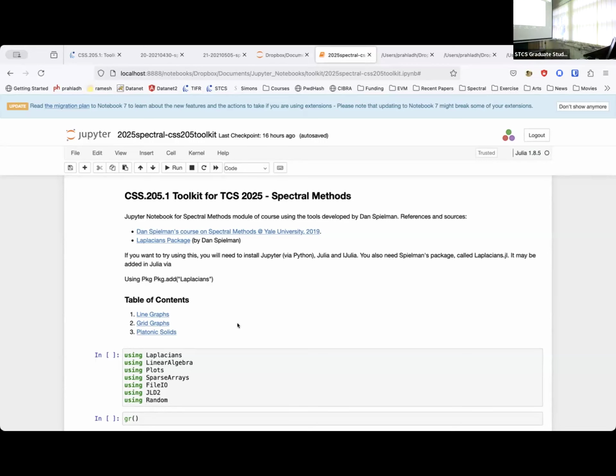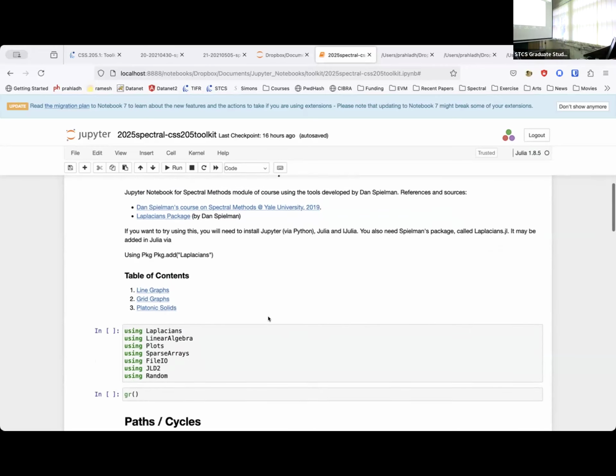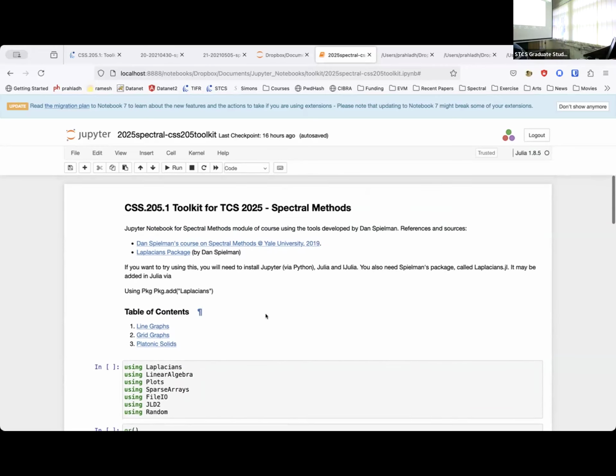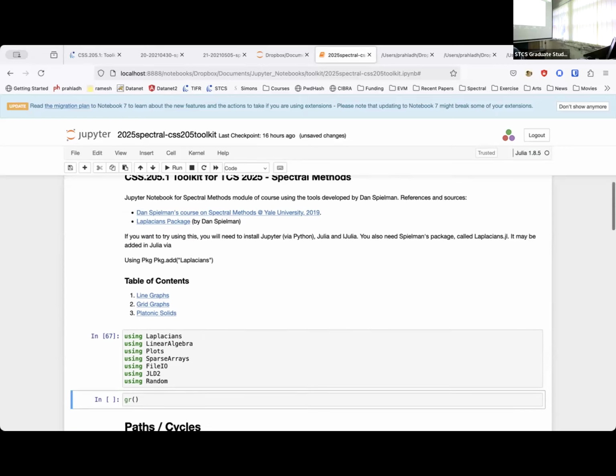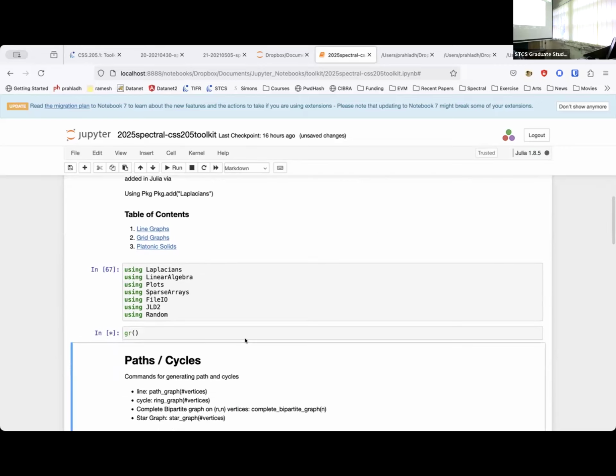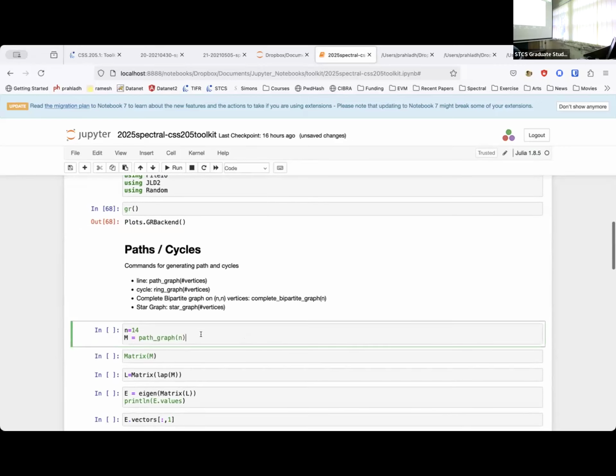So let's just see what's happening. I'll post all of this online on the course webpage, so you can also play with it. This is just a package with a whole bunch of things that he had. Just installing the packages. So let's start with some basic things, and then we'll go to complicated graphs. Let's talk about a line graph, just a simple graph, a line, a cycle, a complete bipartite star graph. Let's look at how the eigenvalues behave.